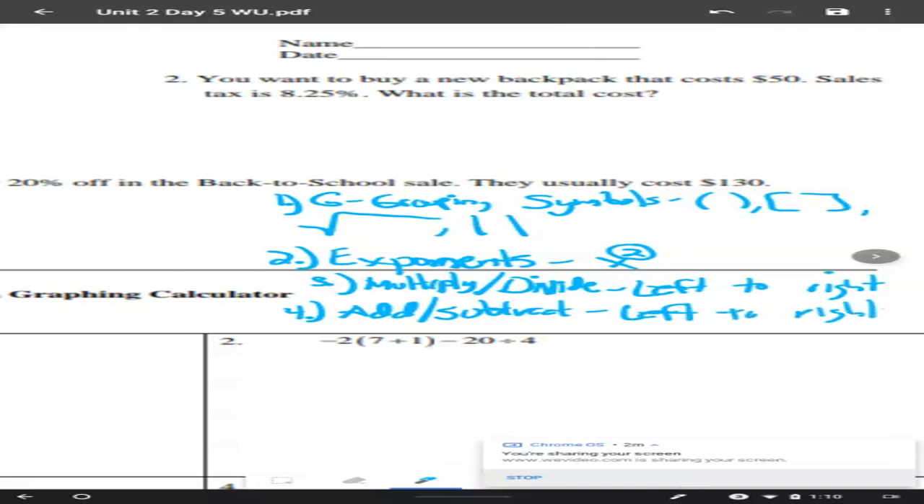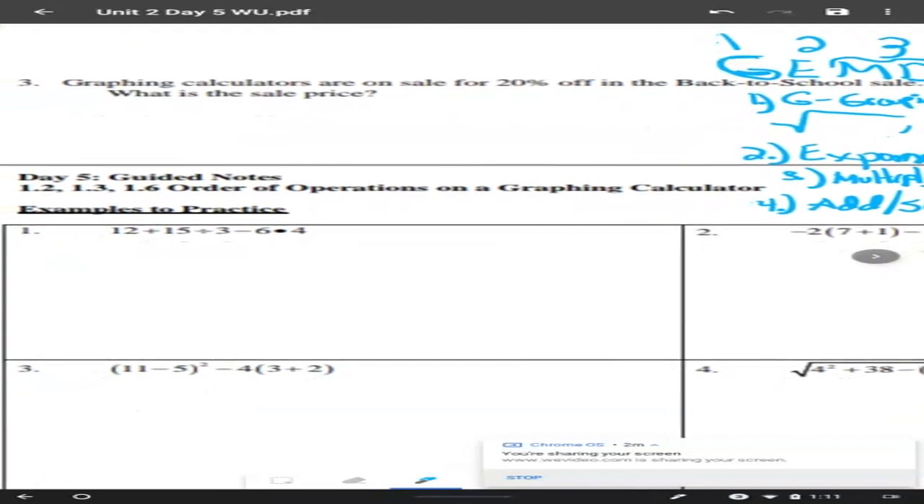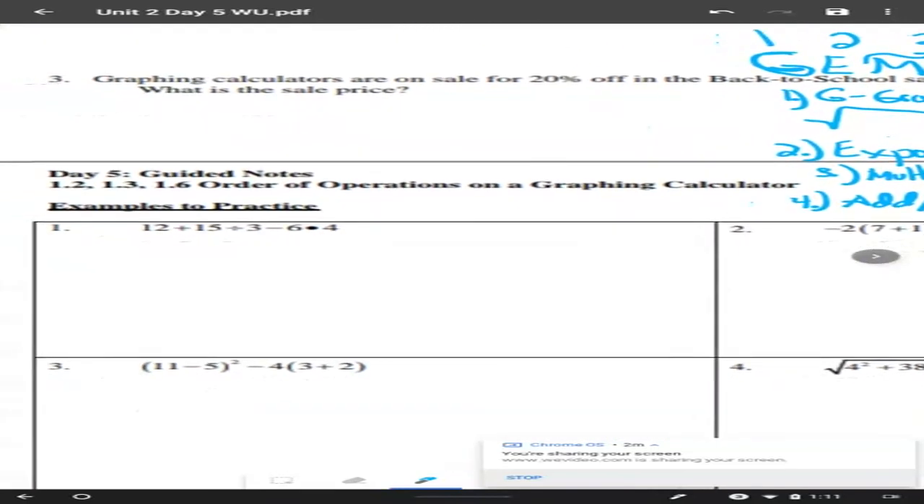So these are our 4 steps, and we use this acronym, GEMDAS. This is step 1, step 2, step 3 for both of these, and then step 4 for both of these, and those are always left to right. If we go through these by hand for the first 4, then we'll do it by calculator. You'll be able to see that we'll get the same exact answer.